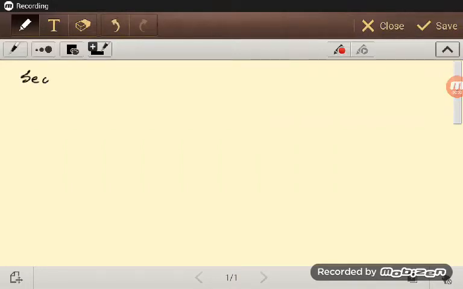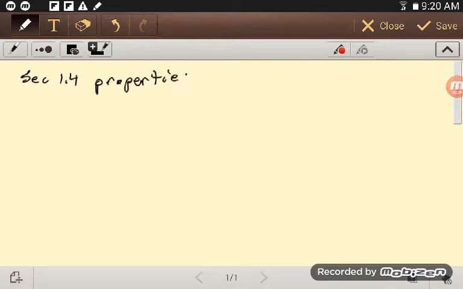Alrighty, more section 1.4 properties. And these are all pretty nice, things that if we weren't told this, we probably would have assumed them. One, scalar multiple.